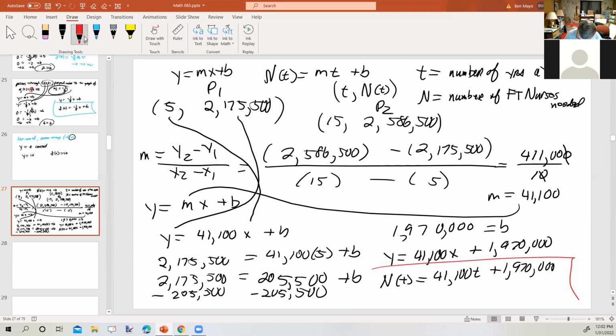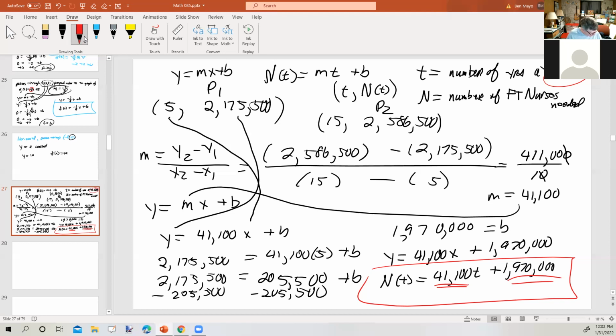Now, we've done the first part where it said, write a linear function N of T to model the demand for the nurses. Let's talk about what this means. That's the slope or the rate of change. That means that for every year that goes by, the number of full-time registered nurses needed increases by 41,100. What is this? Well, that's the starting point. That's the number of nurses in the year 0, which is actually the year 2000. So in the year 2000, 1,970,000 nurses, they were increasing at a rate of 41,100 per year.